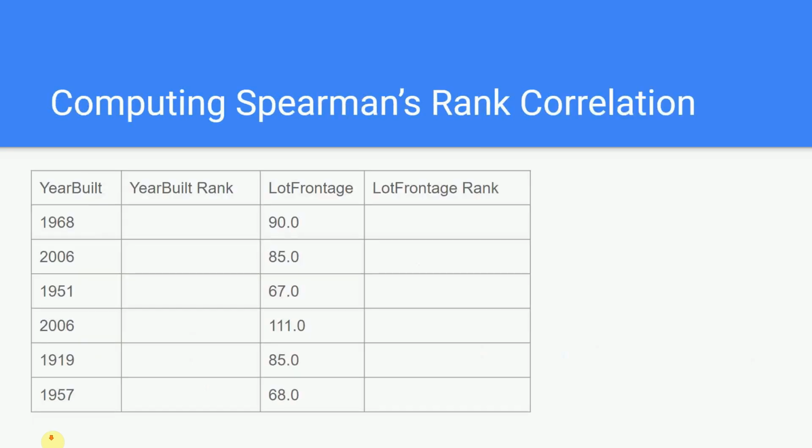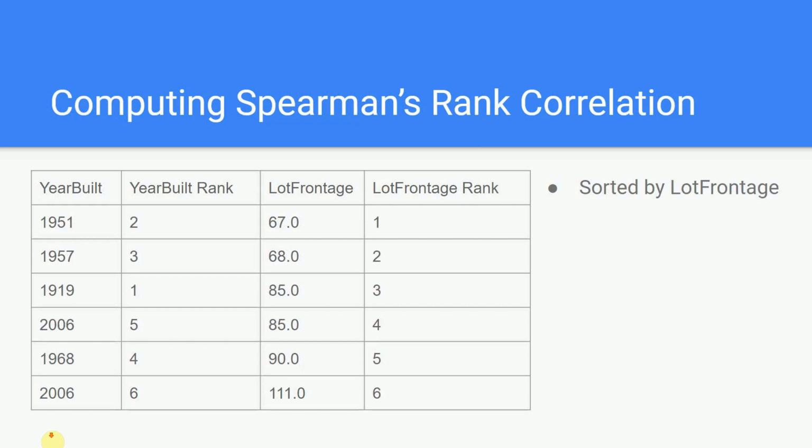Equation, ignore it. Cool. So let's calculate rank correlation on some data. We have the year built and lot frontage, for example. We're trying to calculate our rank correlation. First thing is we sort by one of these columns and we give it a rank. The rank is basically what position it is in the data if it was sorted.